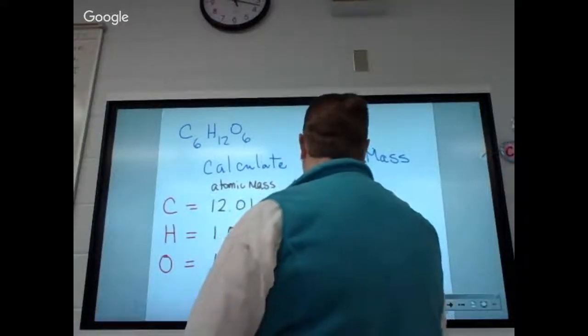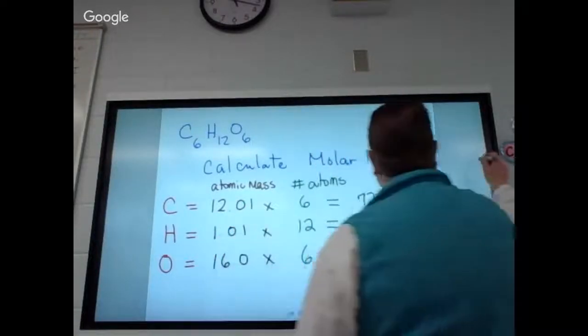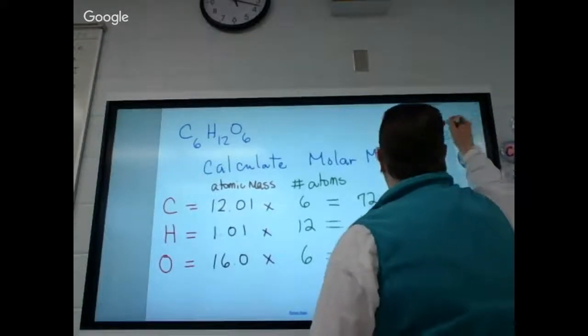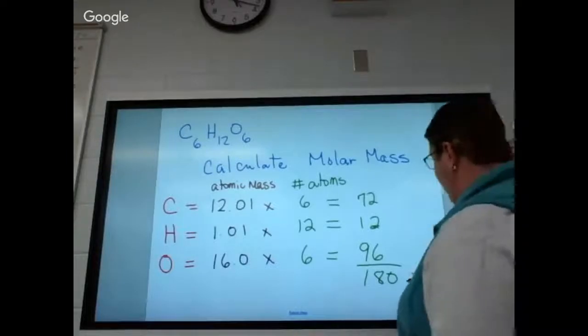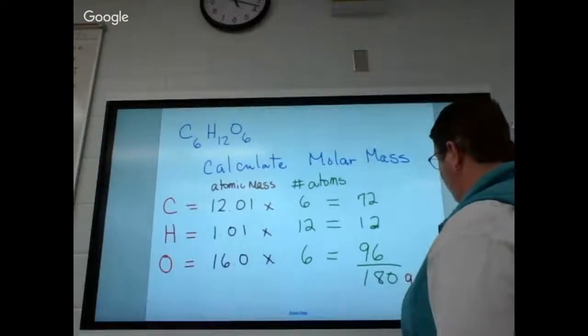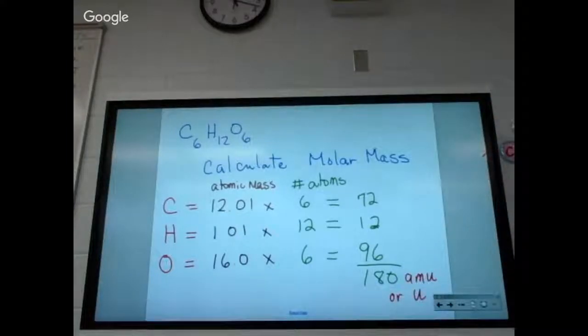96. All right. 180. Now, what unit did we say that these were going to turn out to be when we found average atomic mass last, I don't know, Thursday, Friday, last week? AMU. So today, when we calculate molar mass, these are still AMU, or you can write U. Either one is still acceptable. Doesn't matter which one you use.